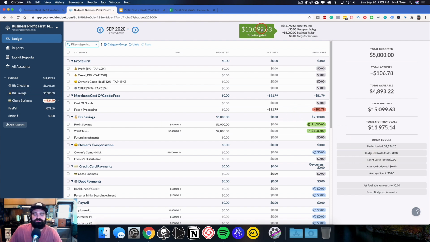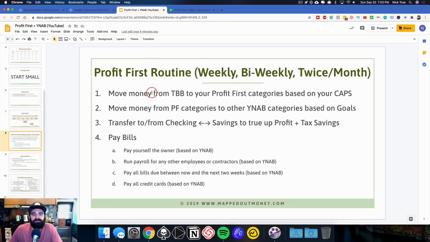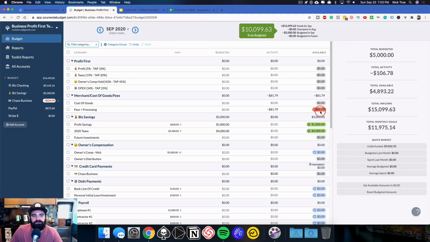Now we can run our first Profit First routine. That being said, let's go back here. Now, step 0, which really should get added here. Step 0 is to do your cost of goods first. All right. Before we run our Profit First routine against the to be budgeted, we need to take our cost of goods out. And so in this scenario, I'm going to click here and take this money from to be budgeted. You would do the exact same thing if you had some overspending on cost of goods or if you had other credit card or processing fees. So let's click OK. Now I know that the money that's sitting here in to be budgeted is ready for me to run my Profit First routine.